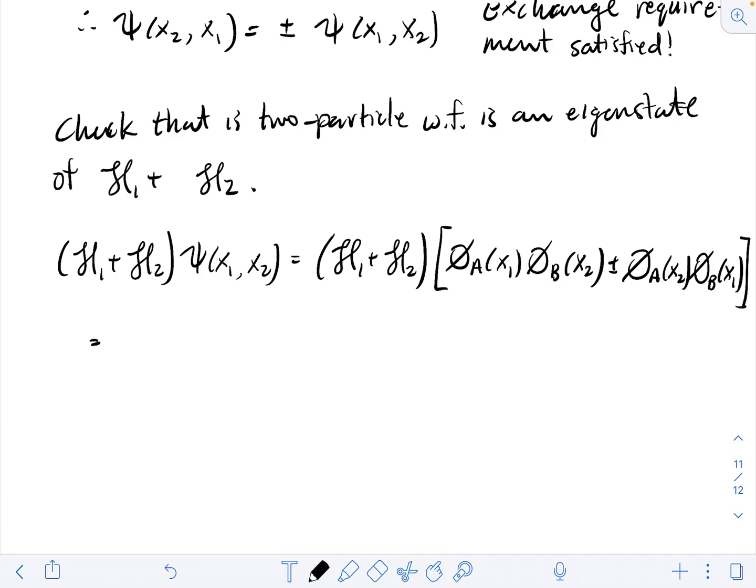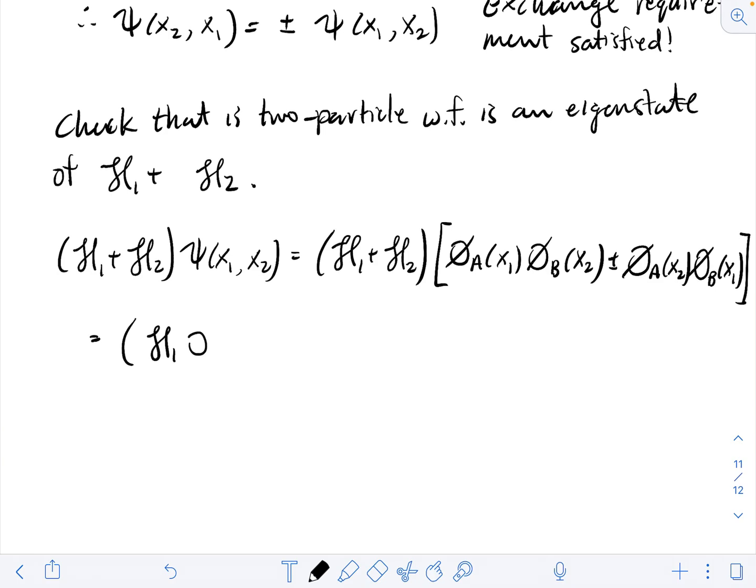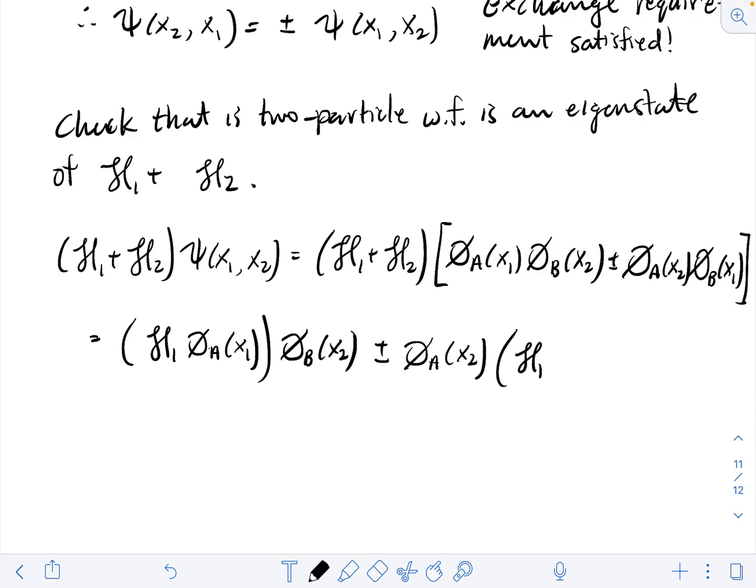Okay. So let's distribute the h1, and so h1 acts only on particle 1, the wave function of particle 1, so it's the x1 cases. So it's h1 acting on phi a of x1, and then that still has to multiply phi b of x2, and then we have plus or minus phi a as the particle 2 wave function in this case, and then we have h1 acting on particle 1, which is in state B in this case.